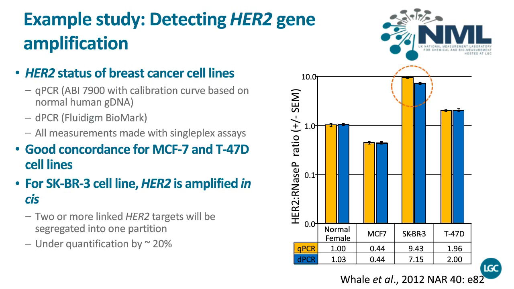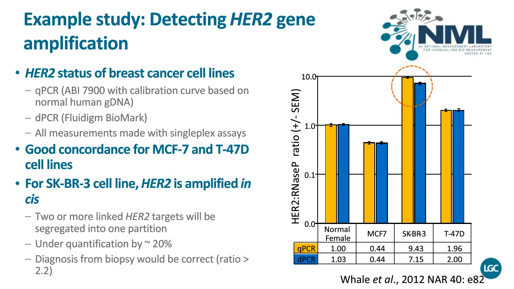For the SKBR line, HER2 is amplified in cis. This means you get 2 or more linked HER2 targets. So if you remember back to that assumption slide when I was first introducing the Poisson, that means if we have HER2 amplified in cis, so they're in tandem, they're on the same molecule, they will be segregated into one partition. There will not be independent segregation. And in this particular example, we can see that you get an under-quantification using digital PCR by about 20%. Real-time PCR, of course, doesn't have this problem because it's a big mix. It's a single 20 microliter reaction where we're just looking at the overall increase of fluorescence in the reaction.